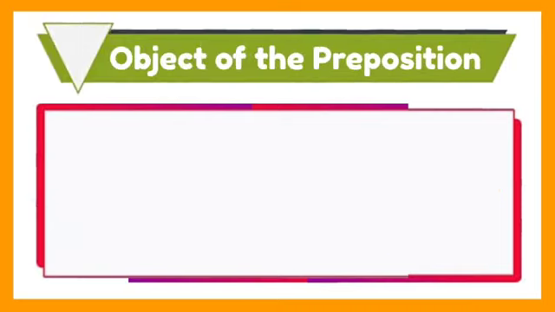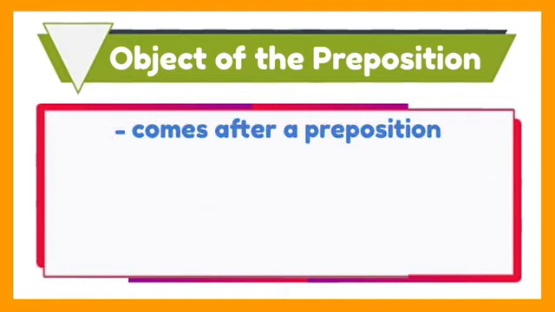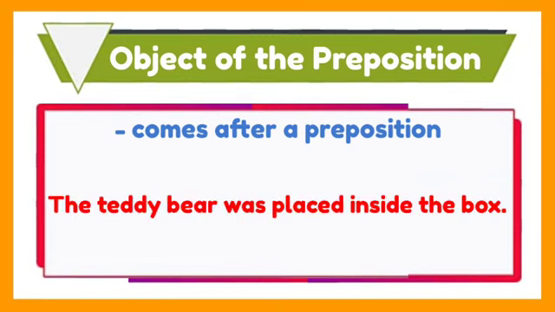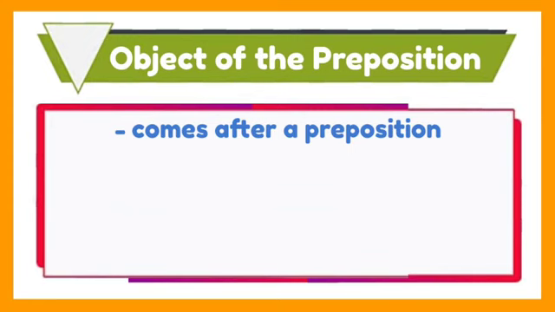An object of the preposition is a noun or pronoun that follows a preposition in a sentence. That is why it is called the object of the preposition. Let us have an example. The teddy bear was placed inside the box. Let us find the preposition first. It is inside. And the noun that comes after it is box. So, it is the object of the preposition here. As easy as that.